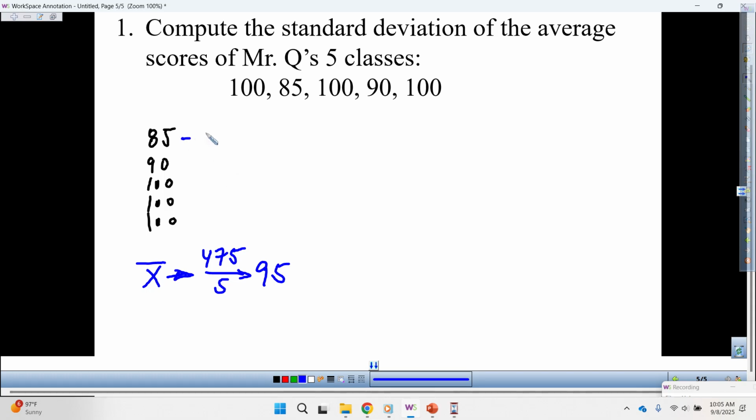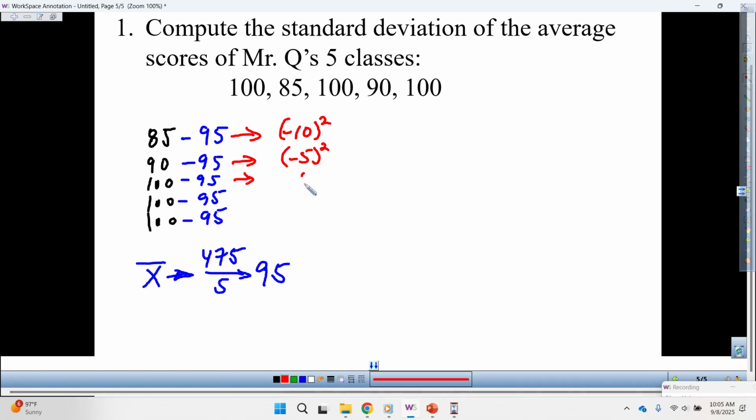All right, next, what do we do? We subtract from each of these numbers the mean. For each of these, subtract the mean. Notice that I'm saving space by not rewriting those numbers with a subtraction. I'm just subtracting straight up right there. So, what do we get? This is negative 10. We're going to write that squared. This is negative 5. Write that squared. This is 5 squared. 5 squared. And 5 squared.